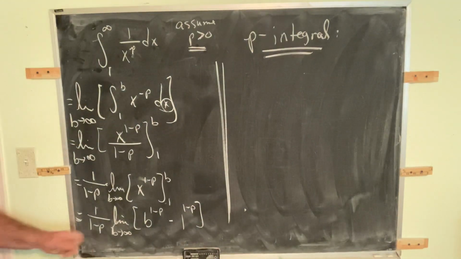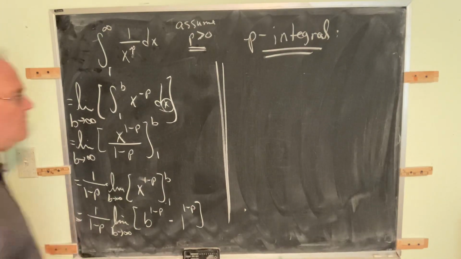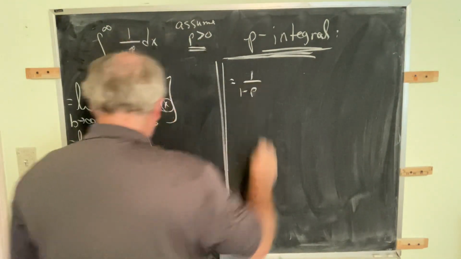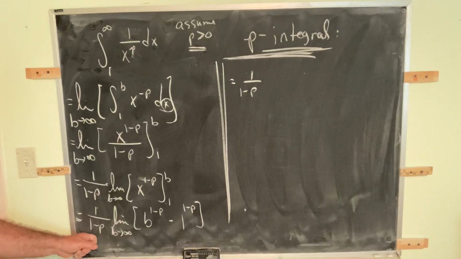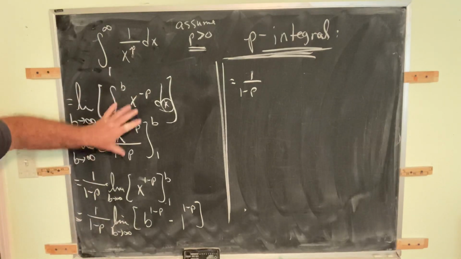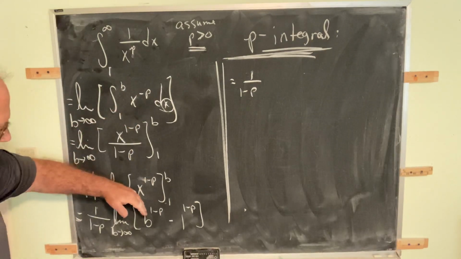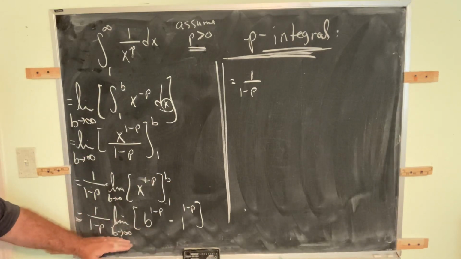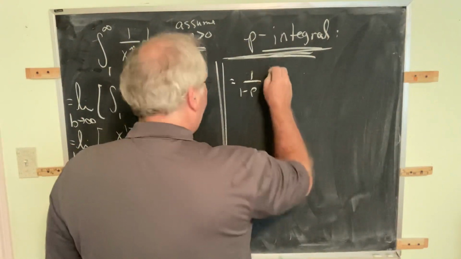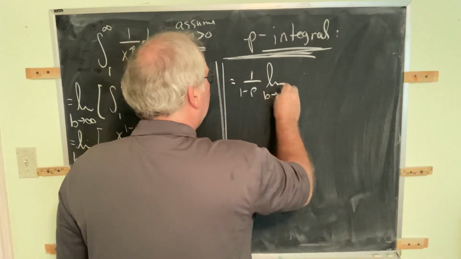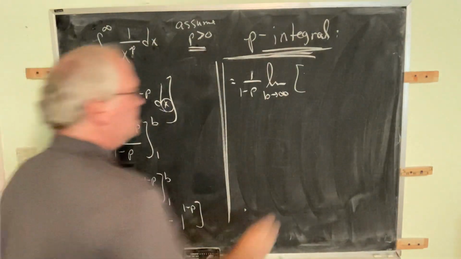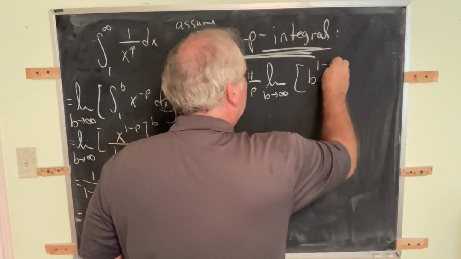So what do we inherit out of that? Well, we still have 1 over 1 minus p as the constant multiplier multiplying along. I have evaluated the antiderivative. You substitute upper limit of integration minus lower limit of integration. I'm going to simplify that before I substitute in this b going to infinity. So I'm going to simplify this substitution here. This doesn't simplify. This is simply b raised to the 1 minus p.